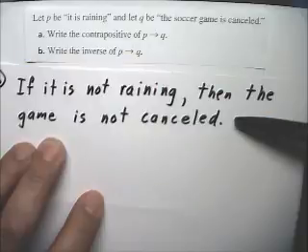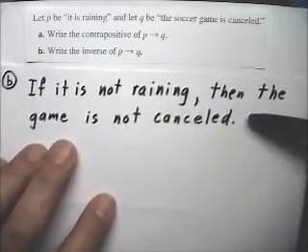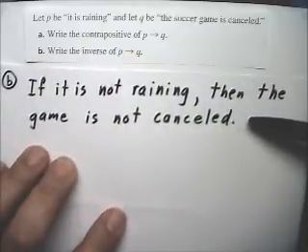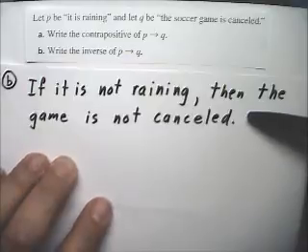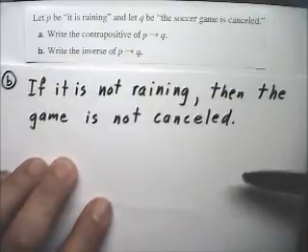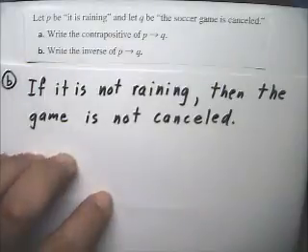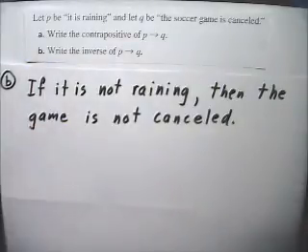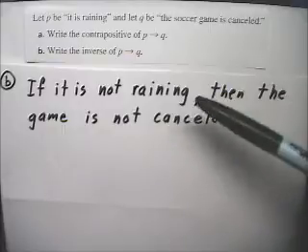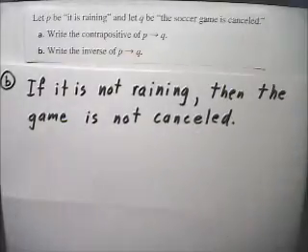This is false because it could be canceled for other reasons. Maybe one of the teams had to forfeit the game, and that would be it canceled. Or maybe the officials are sick and they couldn't get replacements, so there's nobody to officiate the game, and it would be canceled. Or any one of a number of reasons that the game could be canceled other than raining.